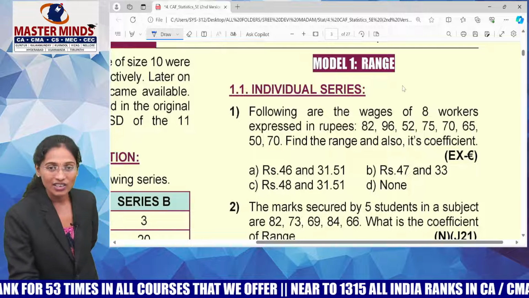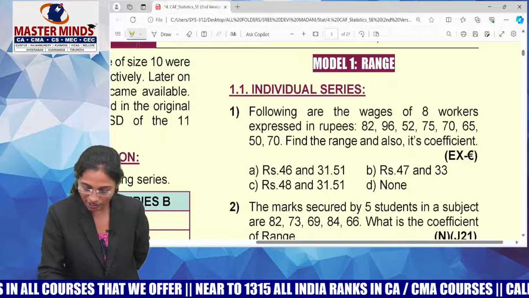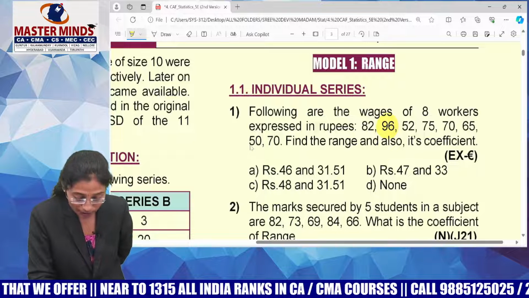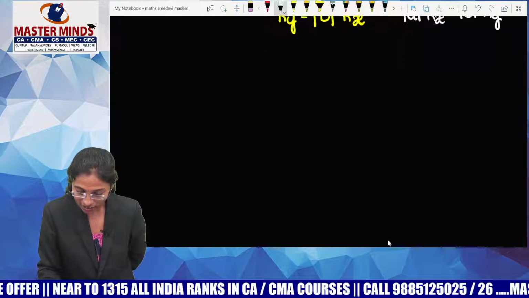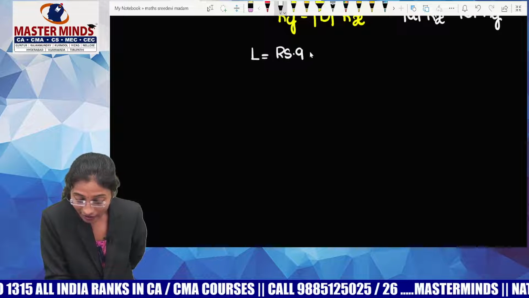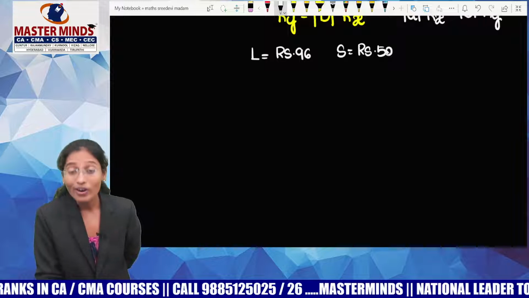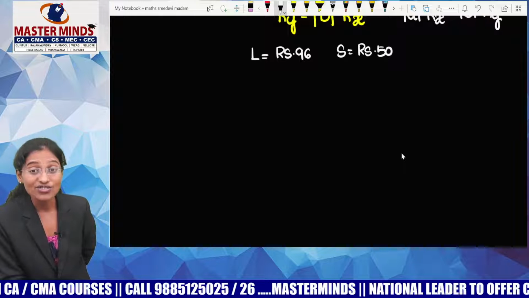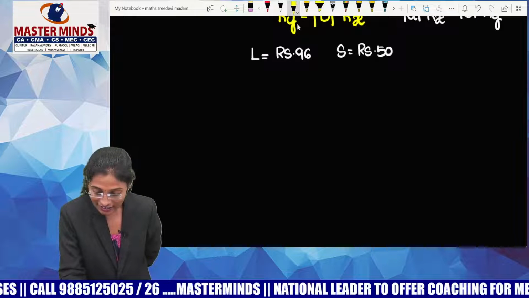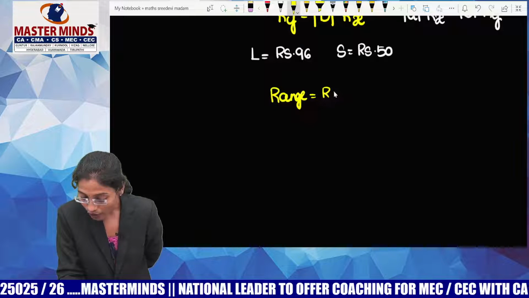Tell me the formula for range. Range means largest observation minus smallest observation. Can you please observe what is your largest observation? I can see 96 as my largest observation, and I can see 50 as my smallest observation. So what is your largest observation? 96 rupees, and my smallest observation is 50 rupees. What is the formula for range? L minus S. 96 minus 50 rupees. 96 rupees minus 50 rupees is what? Yes, 46 rupees. So my range is 46 rupees.